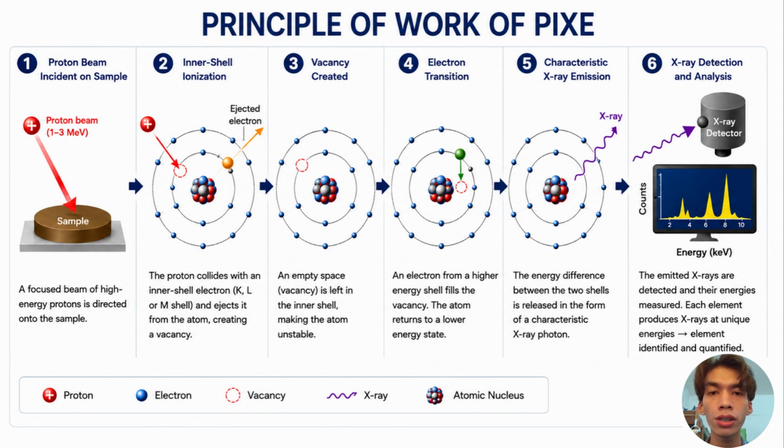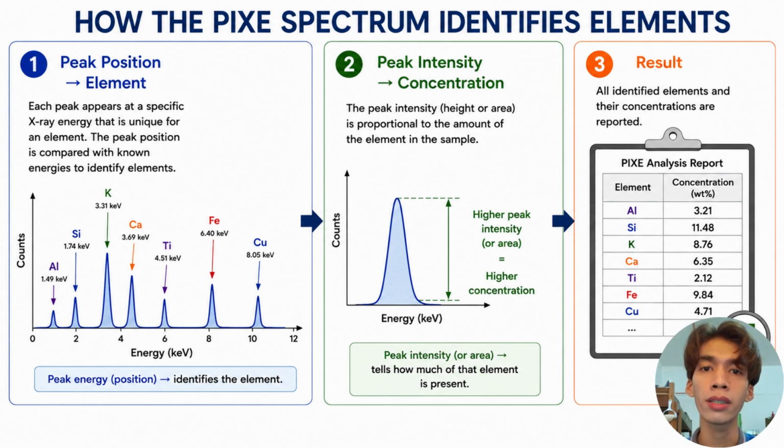During the electron transition, the energy difference between the two shells is released as a characteristic X-ray photon. Because each element has a unique electron structure, the emitted X-ray has a unique energy that acts as an atomic fingerprint. Finally, these X-rays are detected by an X-ray detector, and the resulting spectrum is analyzed to identify the elements present and determine their concentration.